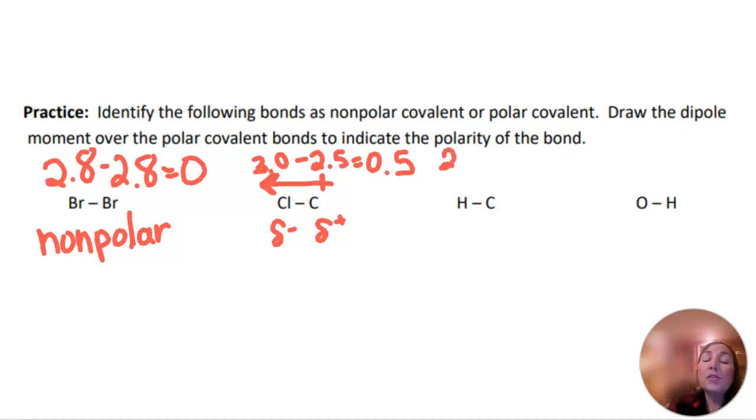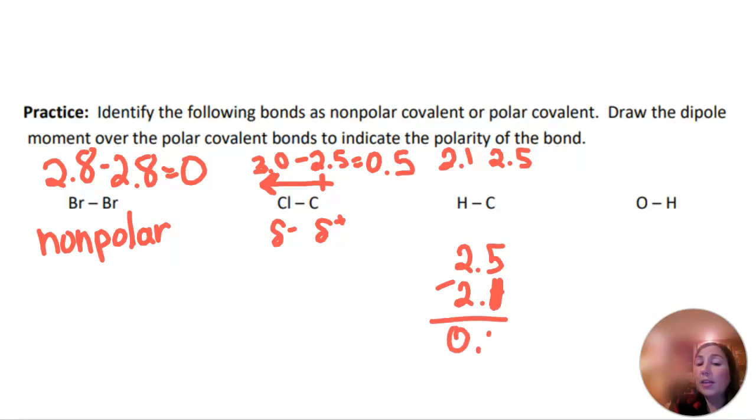Okay, hydrogen's 2.1 and carbon is a 2.5. Now we always do the larger electronegativity minus the smaller electronegativity. We don't want to end up with any negative numbers here. Electronegativity differences are always positive. This is a positive 0.4. Don't draw any polarity arrow in here because that does not make the cut. It's not 0.5 to 1.9. So it's not polar.